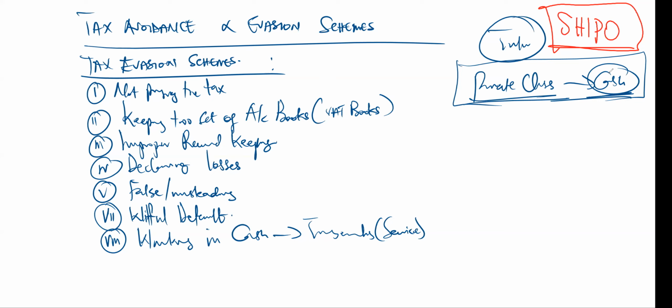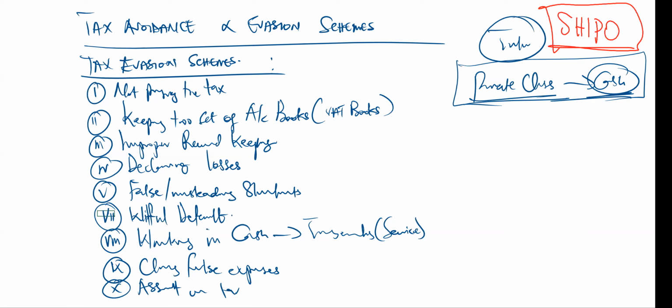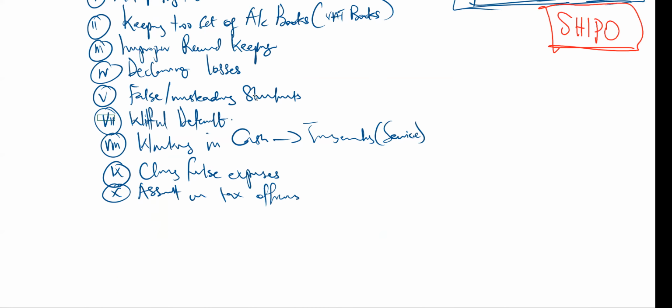So, tax avoidance and tax evasion schemes. When it comes to tax evasion schemes, these are the typical ones. Staying out of the registration system, I can add that. Claiming false expenses, false and misleading statements, lying, assaulting tax officers, hiding in the informal sector. They are all examples of tax evasion schemes. So remember if they ask you this.